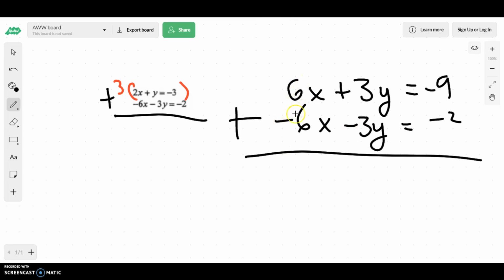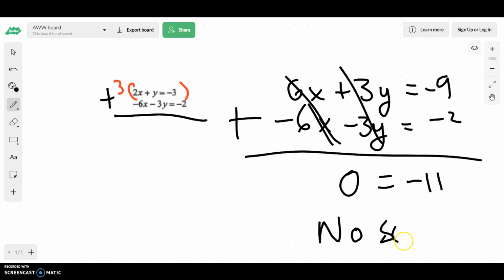Now we'll just add straight down. The 6's will cancel, so we'll get 0 here. The other thing that will cancel would be the 3's. Those will cancel. So we're going to get 0 equals, then when we add that, we're going to get negative 11. So we're going to have 0 equals negative 11. And when you look at that, you should go, that doesn't make any sense. 0 can't be negative 11. So this thing has no solutions.